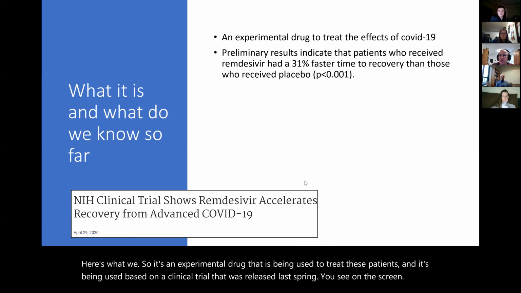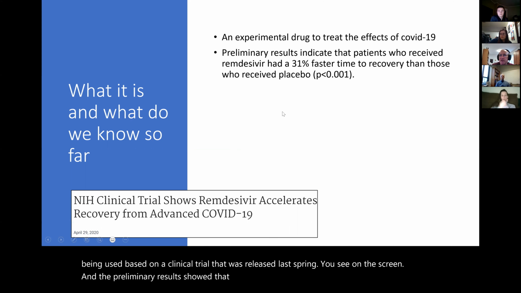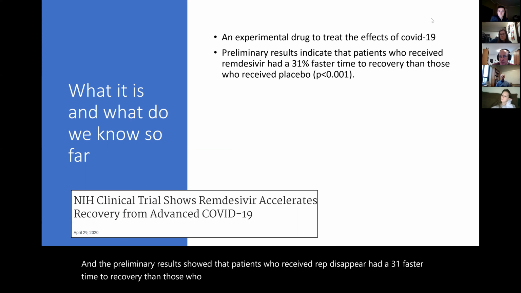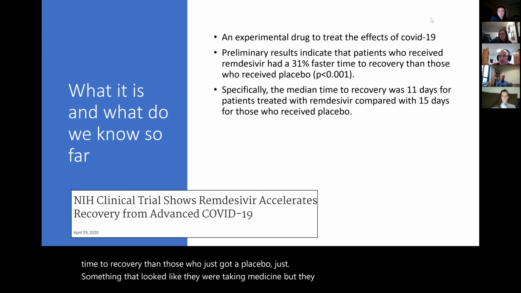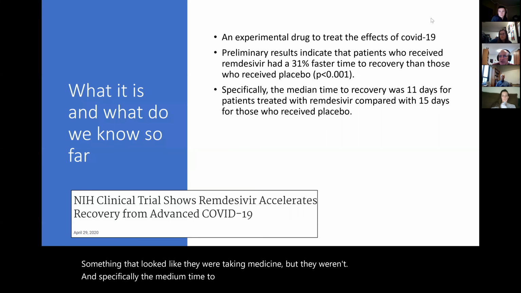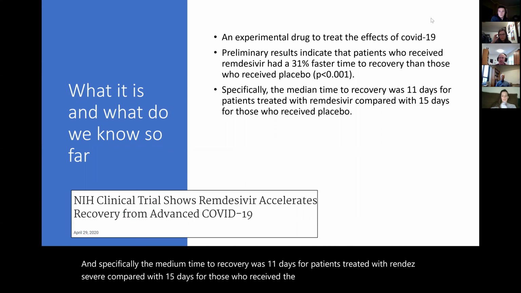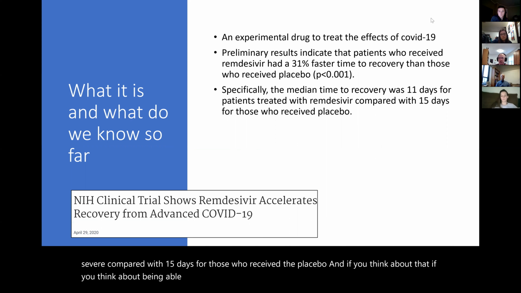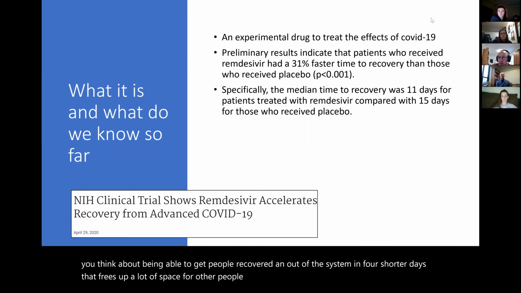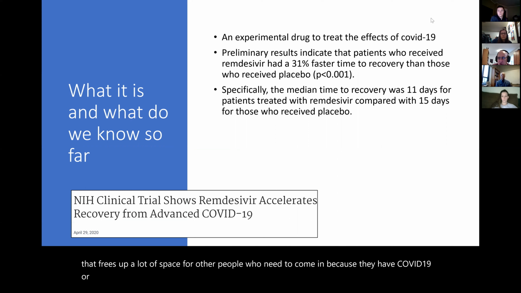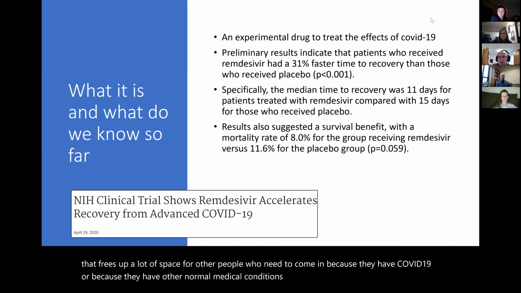The preliminary results showed that patients who received remdesivir had a 31% faster time to recovery than those who just got a placebo, something that looked like they were taking medicine, but they weren't. Specifically, the median time to recovery was 11 days for patients treated with remdesivir, compared with 15 days for those who received the placebo. If you think about being able to get people recovered and out of the system 4 days sooner, that frees up a lot of space for other people who need to come in because they have COVID-19 or because they have other normal medical conditions that people go to the hospital for.